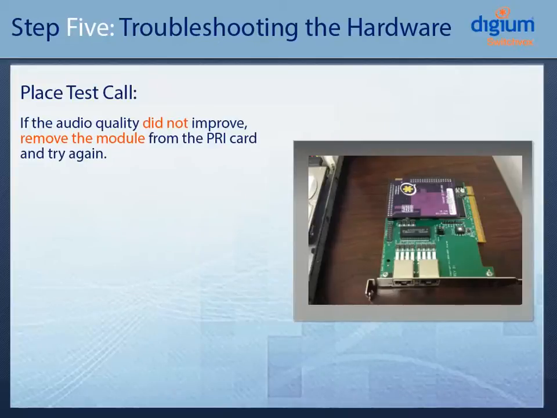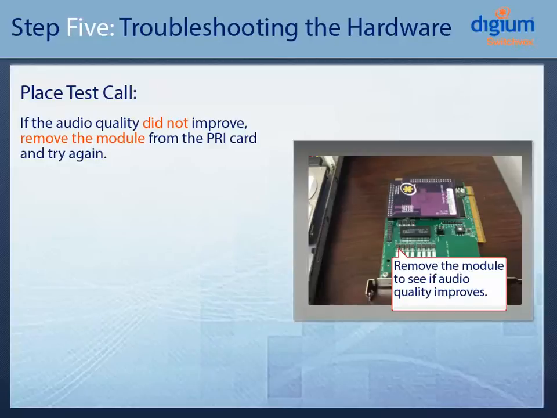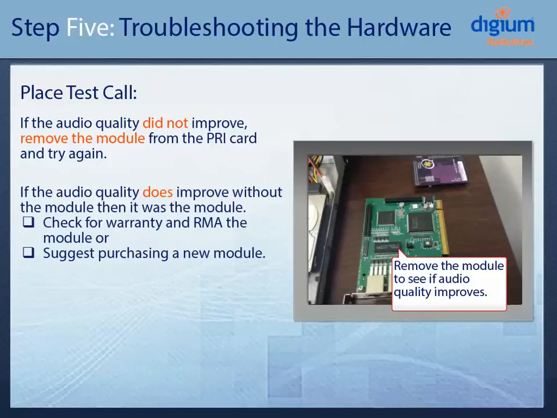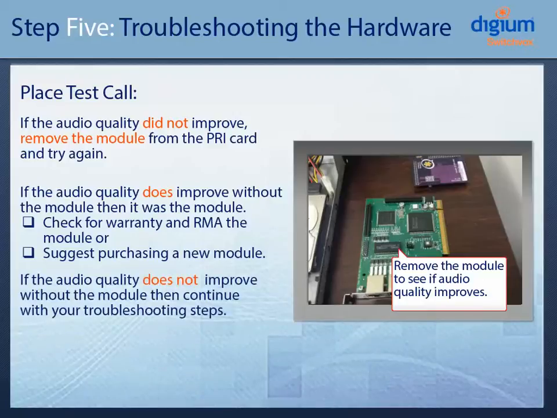After you have completed all the steps in Step 5, you will need to place a test call to see if this alleviated the issue. If reseating the PRI card did not alleviate the call quality issue, then you will need to run through all the steps in Step 5 again, but this time remove the module completely and place another test call without the echo cancellation module installed to see if this fixes the problem. If that alleviates the issue, then you would need to check to see if the module is under warranty and RMA the module. If the module is not under warranty, then suggest or consider purchasing a new module.